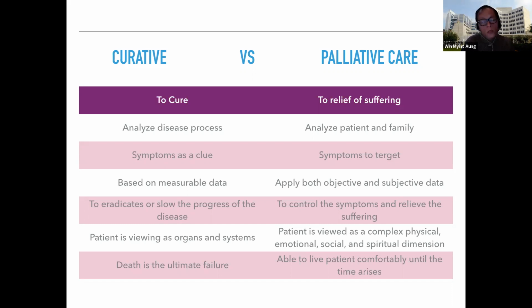And then you analyze the disease process. That is what we do best as doctors. And you analyze the patient and family, what is best for them, as a palliative care physician. And a symptom: when you ask about the patient's symptom, it's a clue to make a diagnosis and cure the disease. But in palliative care, asking the history of the symptom is to relieve each and every one, no matter what symptom arises. Whatever the symptoms are, that is what we have to take care of.